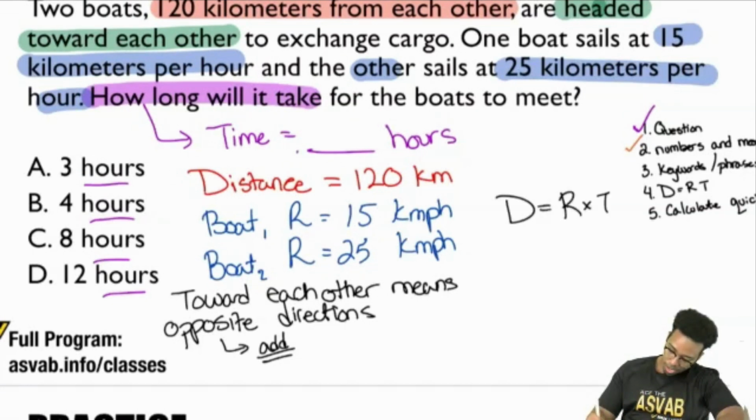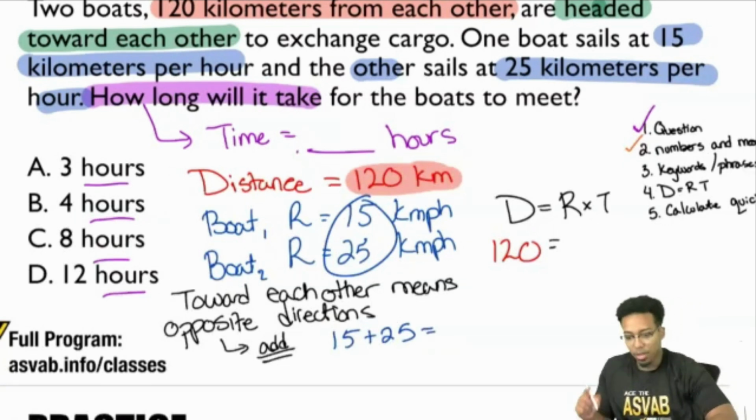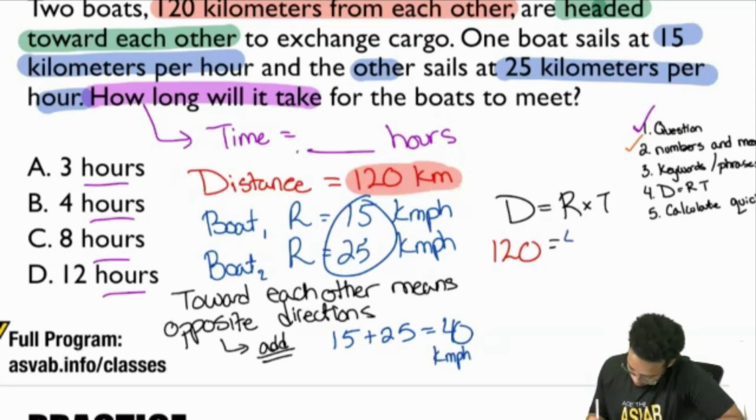equals rate times time. Everybody, what am I filling in for distance? 120 right there. Yep. Then we have the rate, which is what? Oh, we got to add the rates. So we have 15 plus 25 is equal to what? 40. That is correct. Kilometers per hour. And then we don't know what the time is. It's just T hours, so 40T.